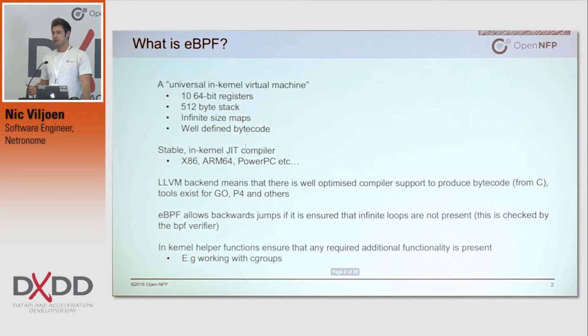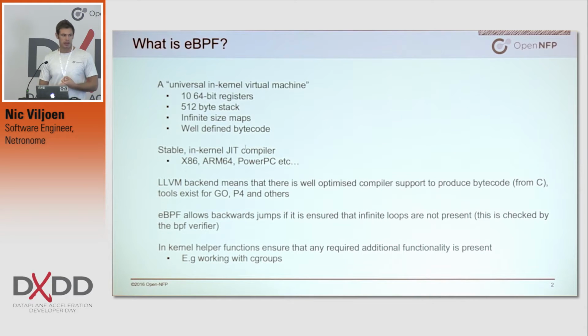Okay. First question, for those in the conversation who don't understand this yet: what is eBPF? I've stolen this from PlumGrid, so if there's anybody from PlumGrid in the audience, credit to you. It's a universal in-kernel virtual machine. It's got 10 64-bit registers, a 512-byte stack, infinite-size maps, as long as your hardware can take it, and a well-defined bytecode. This is used with a stable in-kernel JIT compiler.